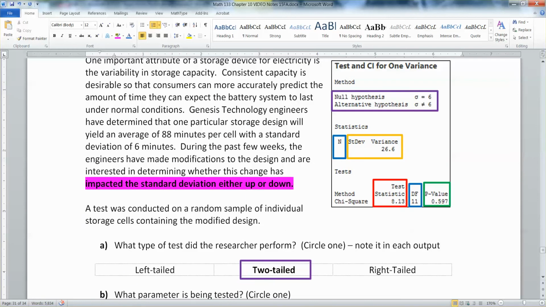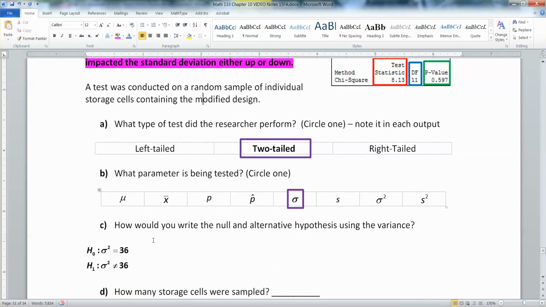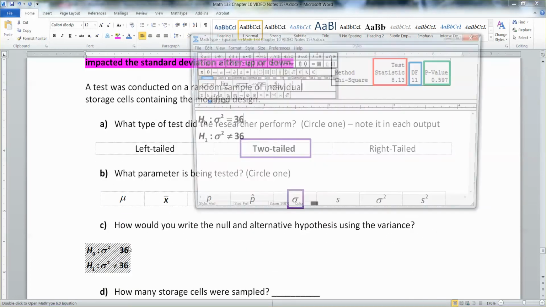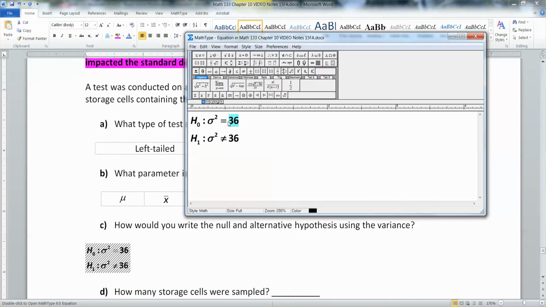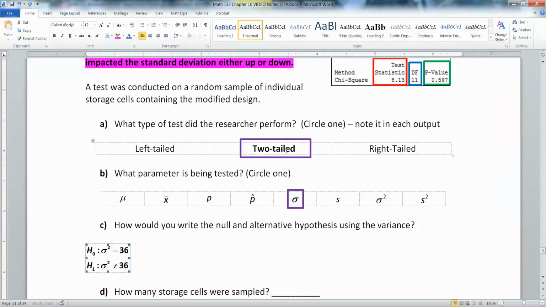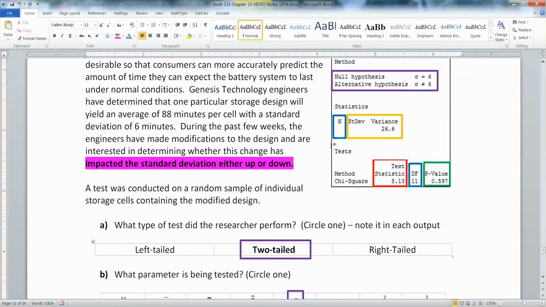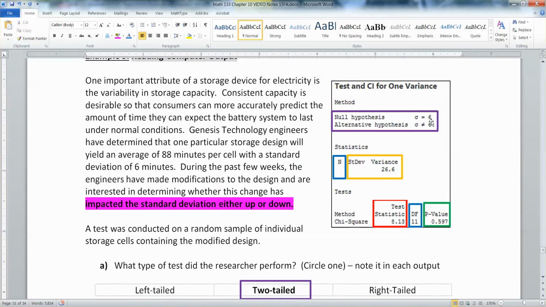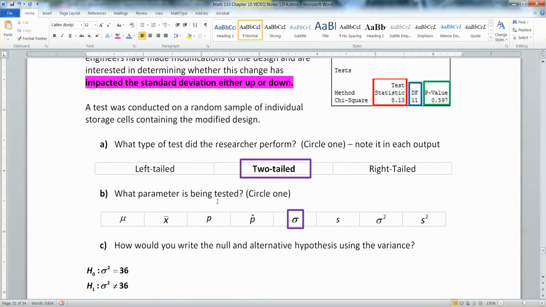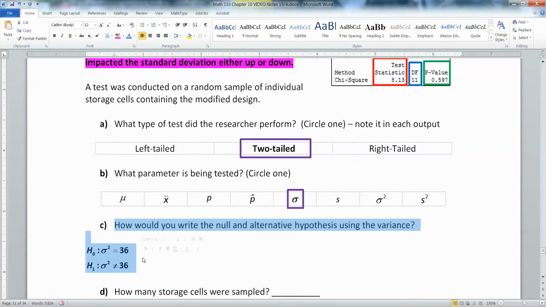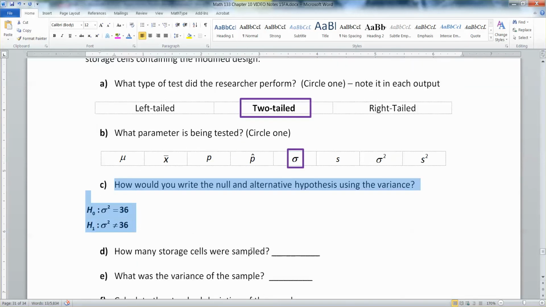Now how would we write this if it was going to be variance? Well, you'd write it with sigma squared instead of sigma. And 6 squared is 36. So it would be sigma squared equals 36 or sigma squared not equal to 36. And that's it. Same idea, just with sigma squareds instead of sigmas. Some computer programs will do standard deviation. Some computer programs will do variance. But other than that, it doesn't make any difference.